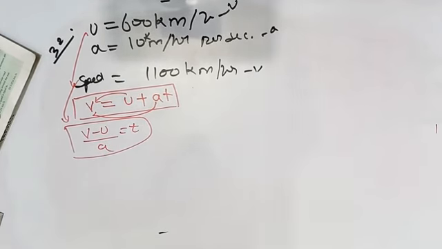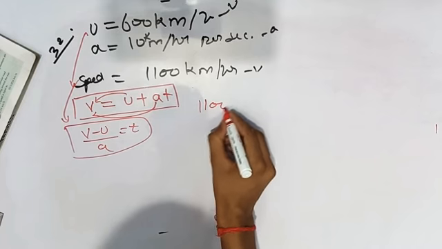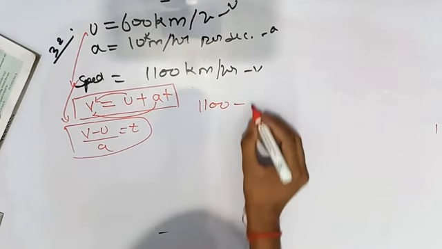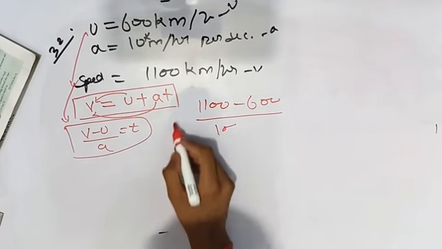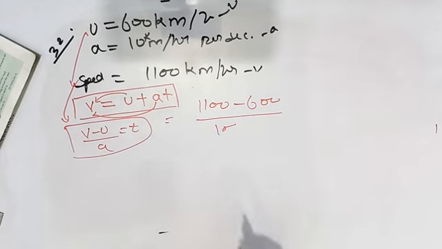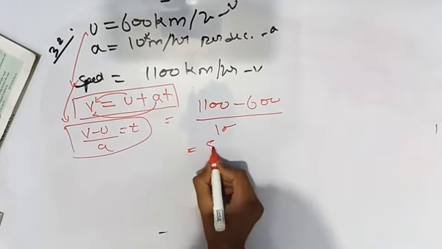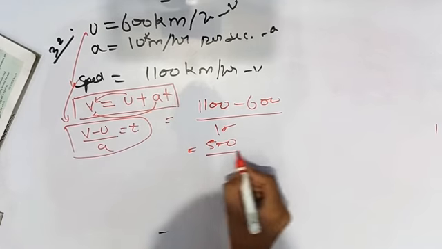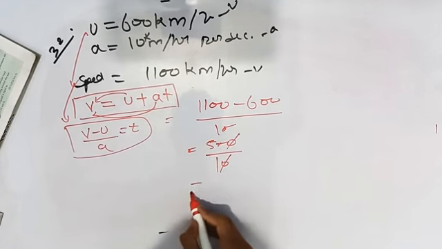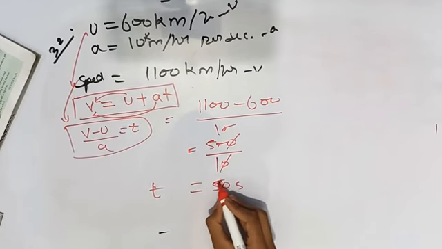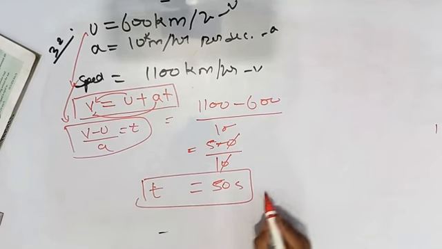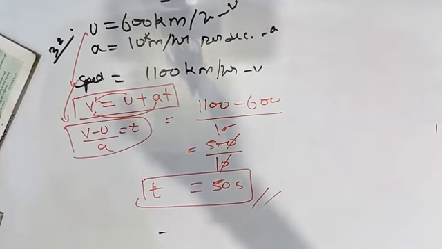See how. We know v is 1100 km per hour, minus u is 600 km per hour, and the acceleration is 10 km per hour. So what we get? We will do 1100 minus 600, we will get 500 upon 10, so the time taken for the aircraft to reach the sound barrier is 50 seconds. So this is our answer of question number 32.